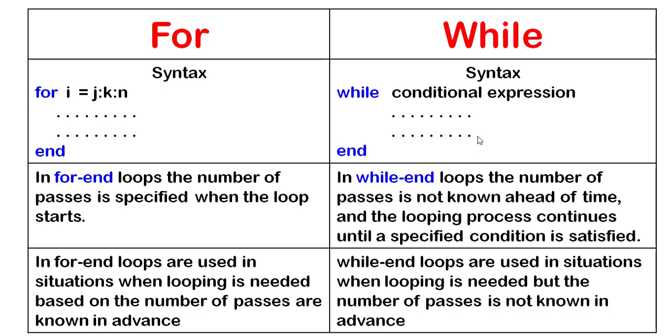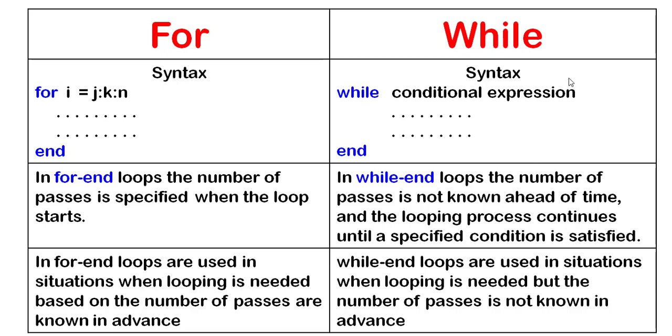Whenever this specified condition is satisfied, the loop will exit and come outside. And one more important thing is, while loops are used in situations when looping is needed. Looping will be needed in both cases, for loop and while loop, but the number of passes is not known in advance. That is the speciality of the while loop. That is the difference between the while loop and the for loop.